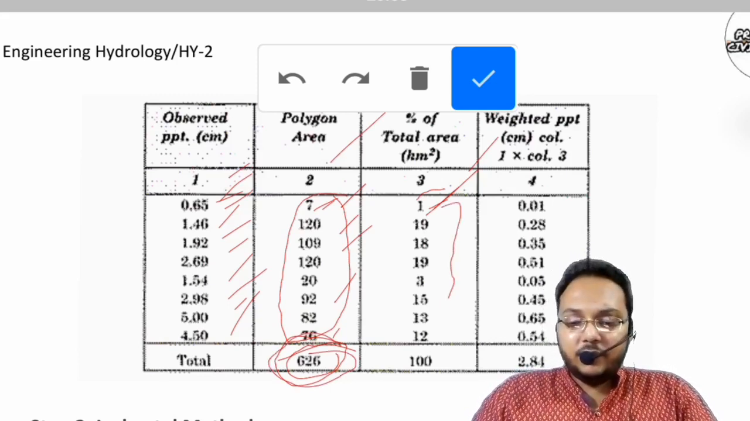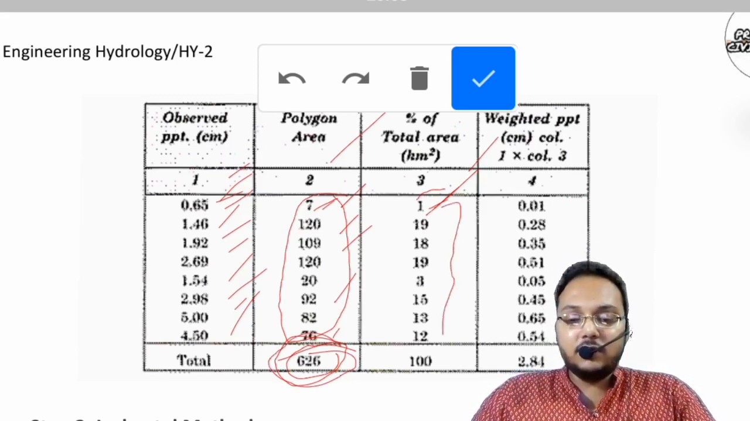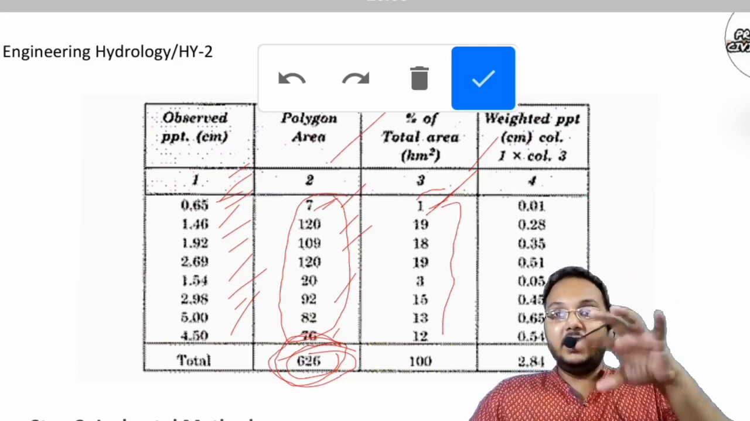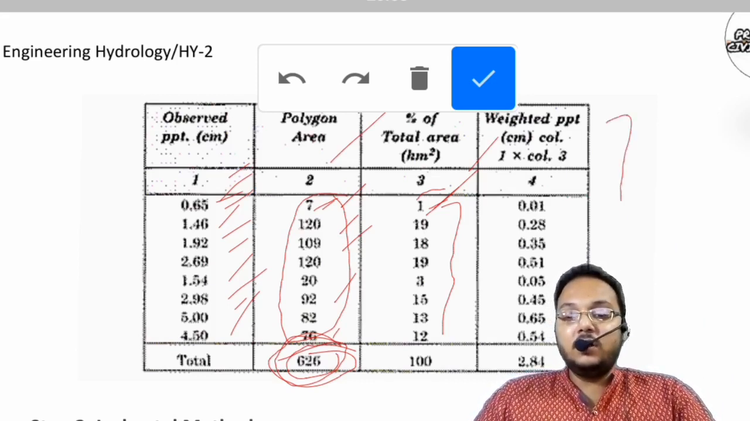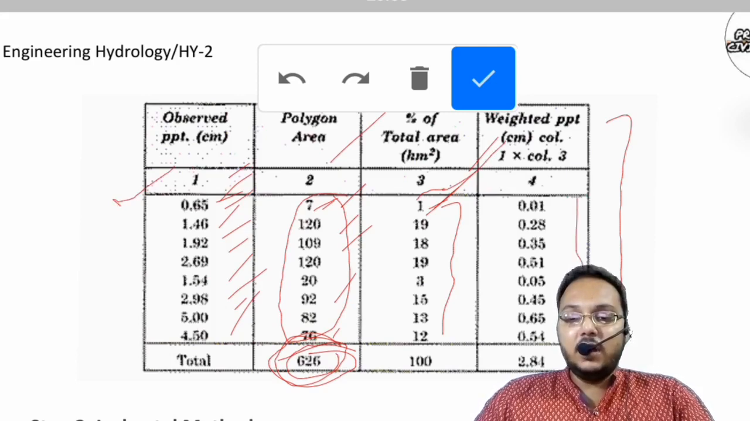Next, we can do it for the other catchments also, that we need to get the percent of the total area of the catchment in kilometer square. And then what we are going to do is make the weighted precipitation column by doing this: we will multiply the column 1 value with the column 3 value and we will get this value.